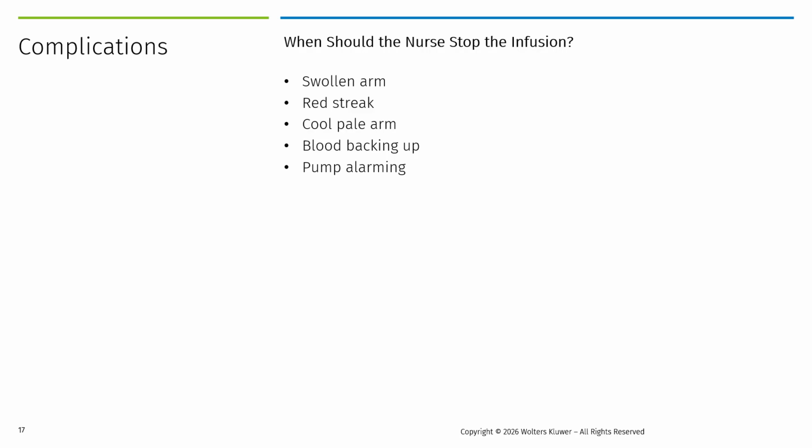A red streak following the vein, that suggests phlebitis or thrombophlebitis. This means the vein has become inflamed. We also want to stop the infusion, assess the patient, and discontinue the IV if that's indicated. A cool, pale extremity. This is a classic sign of infiltration. The catheter is no longer in the vein, so the fluid is leaking into the surrounding tissue. So we want to stop that infusion immediately.